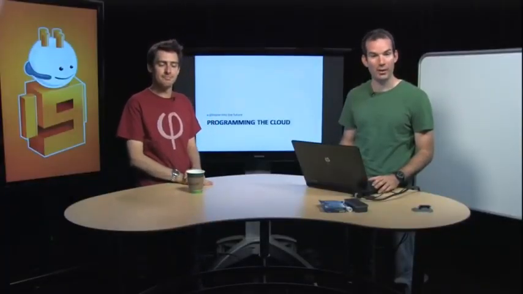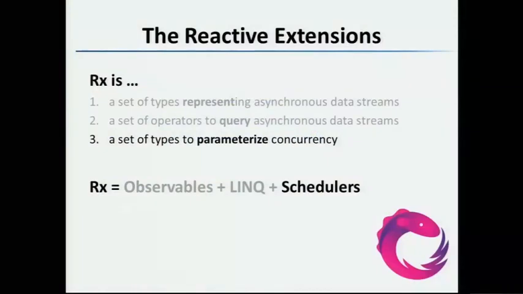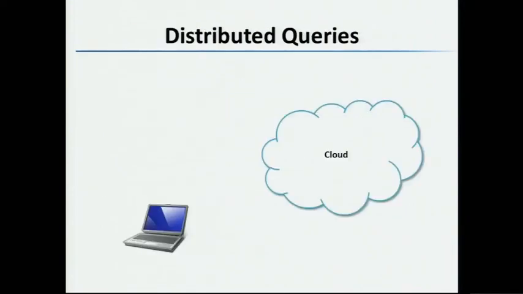Today we'll be talking about how to use schedulers in order to distribute queries to places like remote machines or also to things like Azure. So we know that Rx is observables, LINQ, and schedulers. Today's episode is focusing on the scheduler aspect, but it also, of course, integrates with the other two, the LINQ and the observable part. So here we have a machine and some remote place to execute things. We'll just call it cloud throughout this episode.